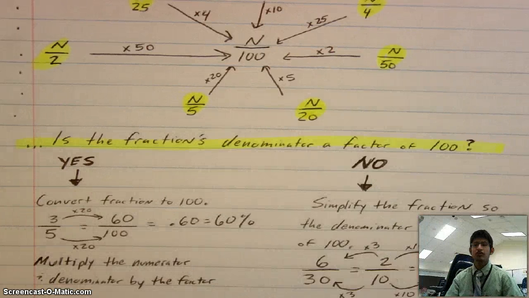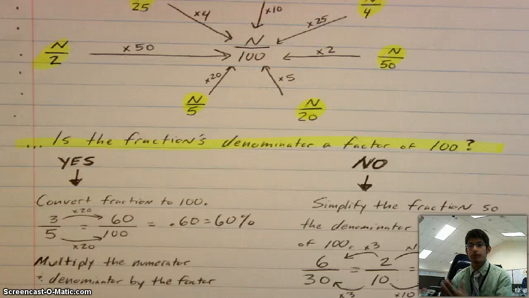Okay, and that's the easiest way to turn a fraction into a percentage, into a decimal, is to make it be a fraction over 100.